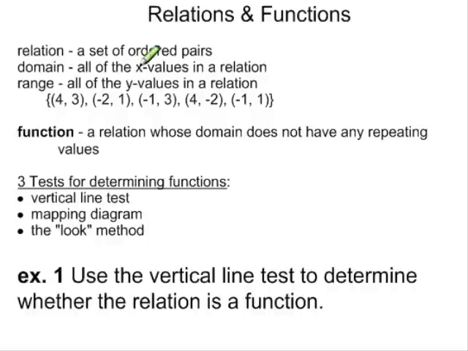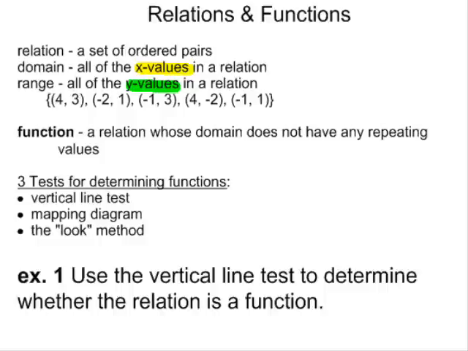Domain means all of the x values in a relation. So in those ordered pairs, all of the x coordinates make up our domain, and the same thing with range. We've seen the word range before in algebra, but last time we saw it, it was talking about statistics. This time it's something that means a little bit different. We're talking about the y values in a relation.